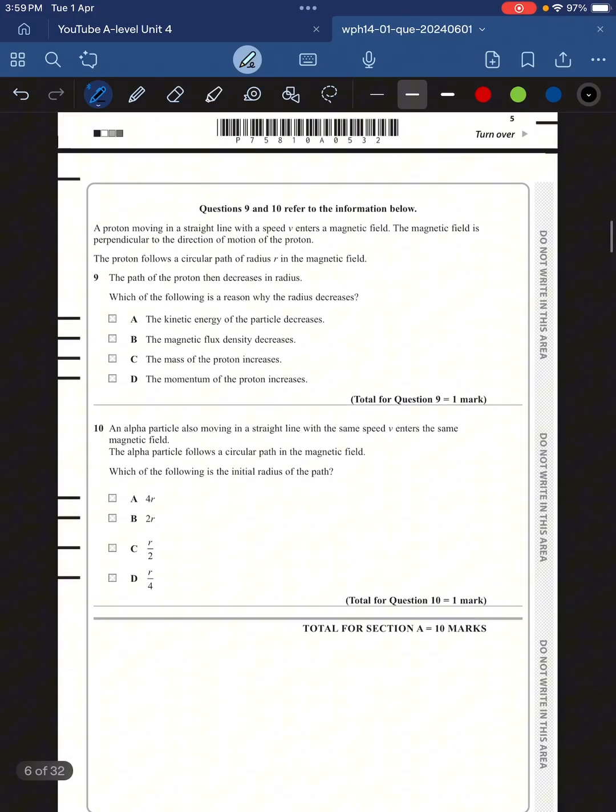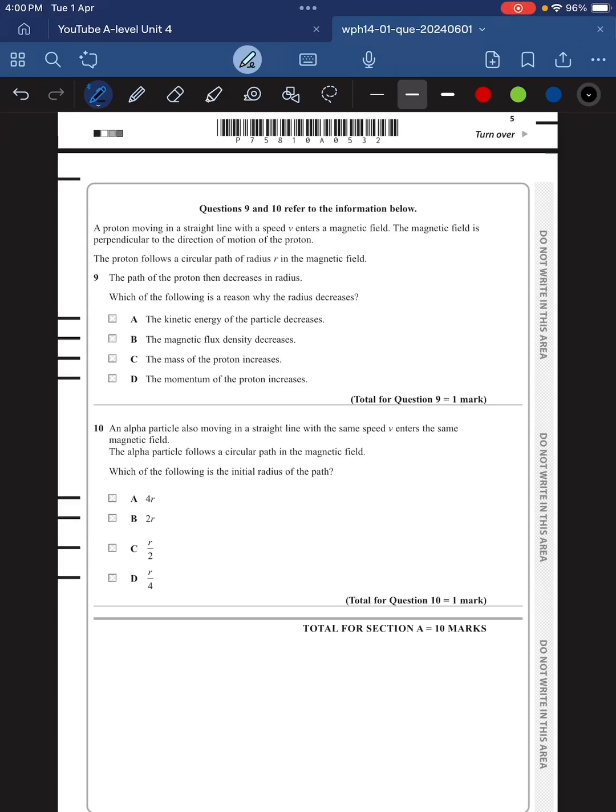Now let's go to questions 9 and 10. Another example where they combine two questions. Questions 9 and 10 refer to the information below. A proton moving in a straight line with a speed v enters a magnetic field. The magnetic field is perpendicular to the direction of motion of the proton. The proton follows a circular path of radius r in the magnetic field.